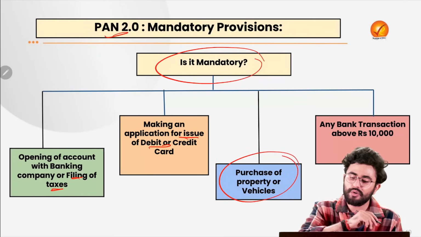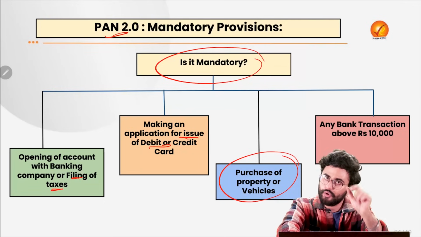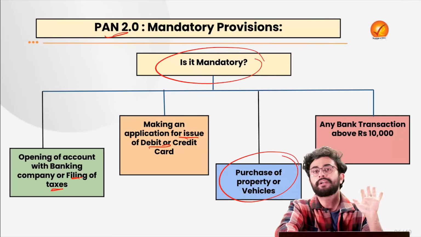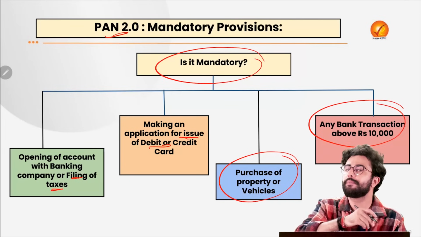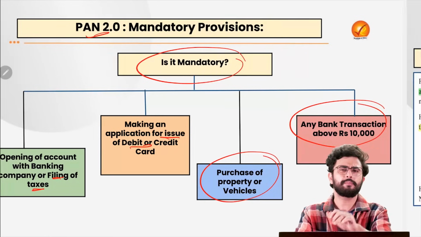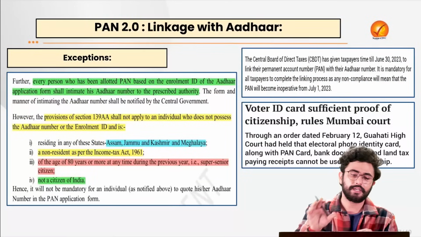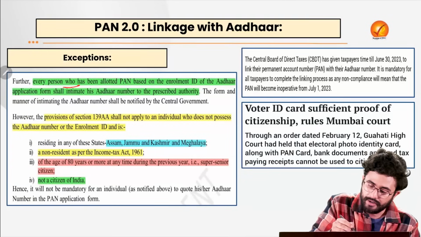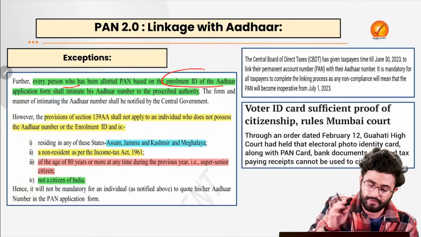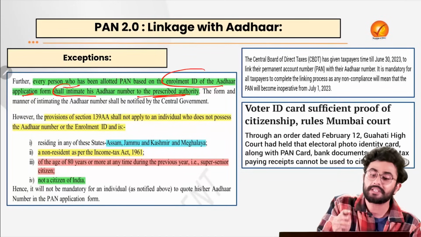Or if you are purchasing property or vehicles, here is a trick. The Act itself suggests that if you are purchasing any property or vehicle, you shall have a mandatory PAN card, but not for a two-wheeler. Then if you are doing any bank transaction above rupees 10,000, remember, in most cases the PAN card is obviously mandatory. However, there lies a certain exception. The exception is that every person who has been allotted PAN based on the enrollment ID of the Aadhaar card application form shall intimate his Aadhaar number to the prescribed authority.